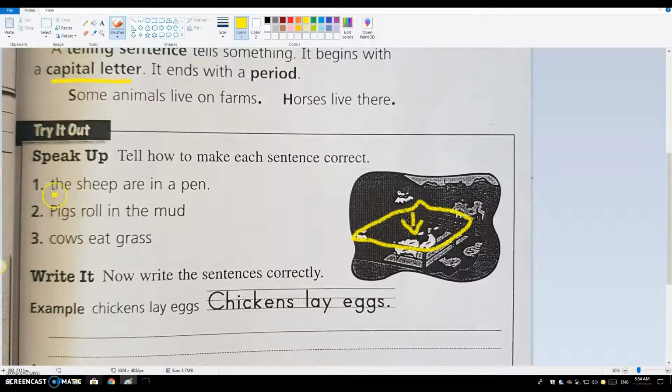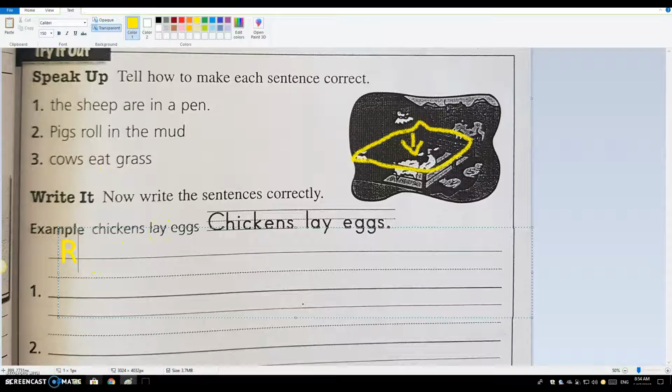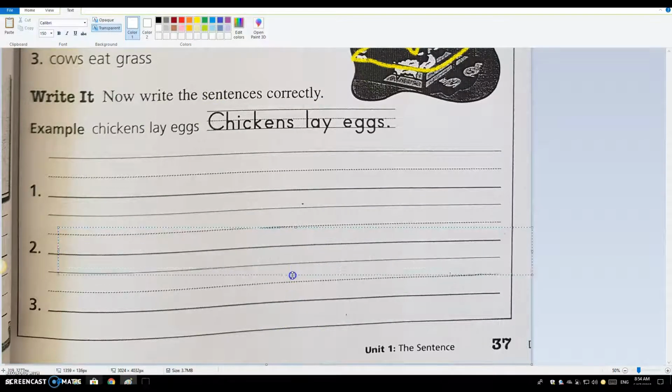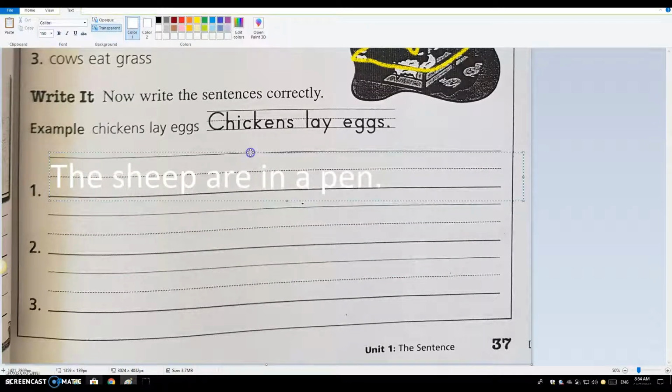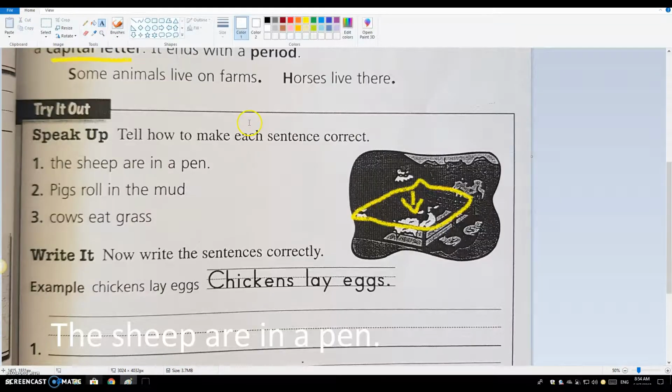So let's look. Do we have a capital letter? No, we don't. There is our mistake. So we can just start right there. Let me turn it to white. The sheep are in a pen. Period. Okay. Boom. We got it. Excellent. Okay, the sheep are in a pen. Number two.